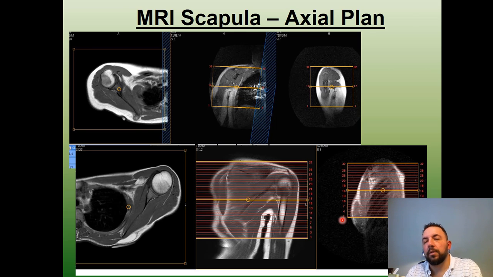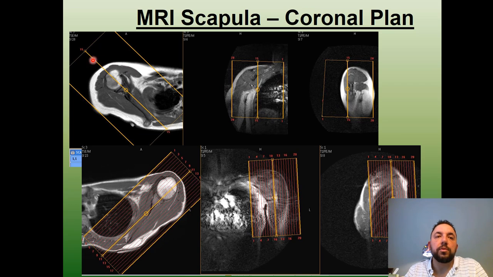Moving on, our coronals are still angled with the scapula, very similar to an actual shoulder. But again, our field of view is larger to cover the entirety of the scapula, and the coverage has to be a little greater as well. I kind of like the slices used here as compared to here, as this seems a little excessive, but we'll leave that one alone at this point.